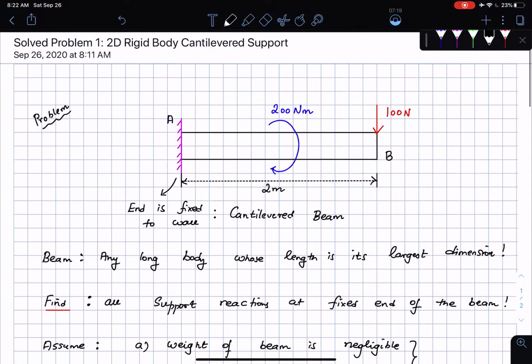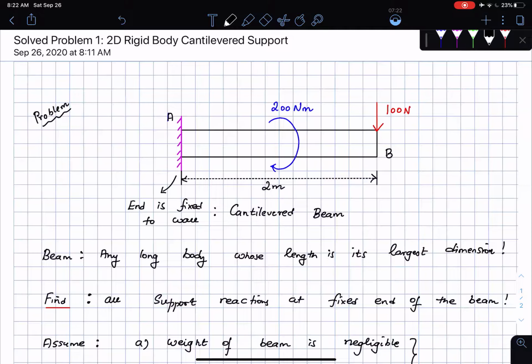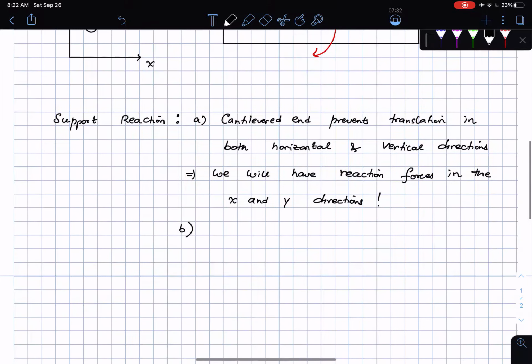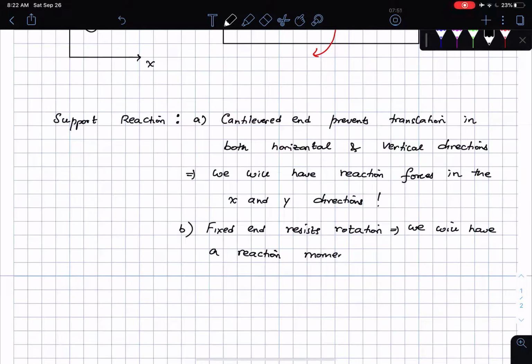The other thing is this. If I'm looking at this cantilevered beam here, which is fixed to the wall, I will not be able to bend the beam or rotate the beam, because the wall is going to prevent me or resist me from rotating. Okay, so the fixed end also resists rotation, which means that we will have a reaction moment at the fixed end.